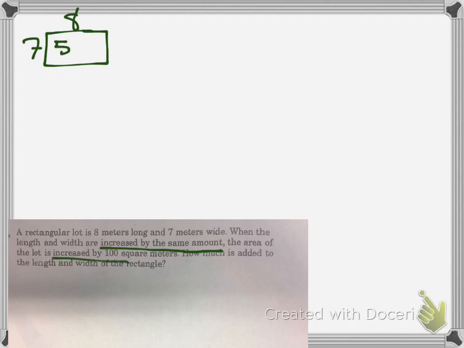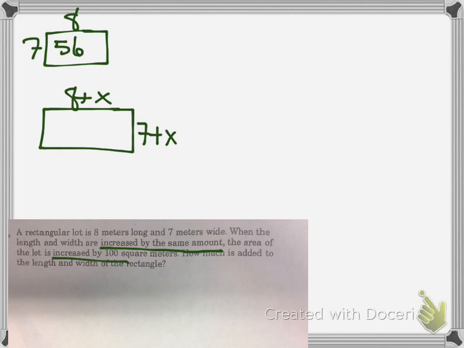So I can see here the area of this is 56. But we're going to increase this by a certain amount. I don't know what that is, so I'm just going to say I'm adding X. So this would become 7 plus X. Now I know I'm adding 100 to the 56 to make this 156. You can say X plus 8 or 8 plus X. So I'm going to say it like this.